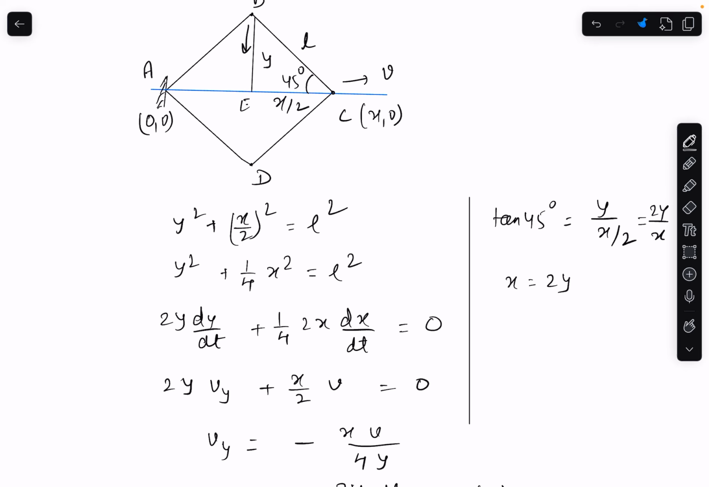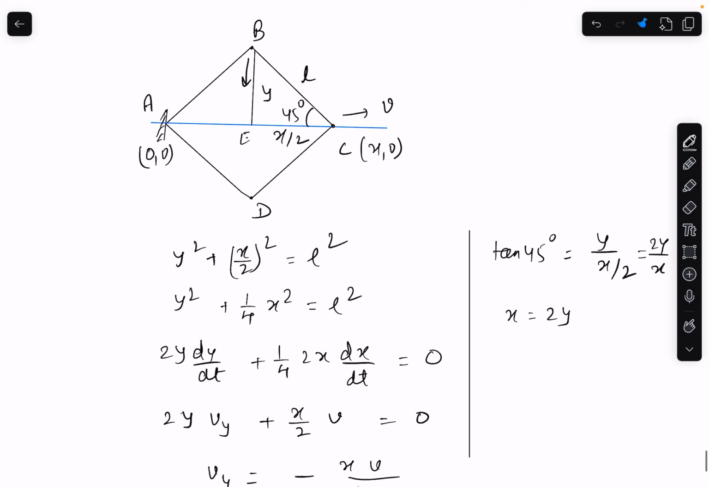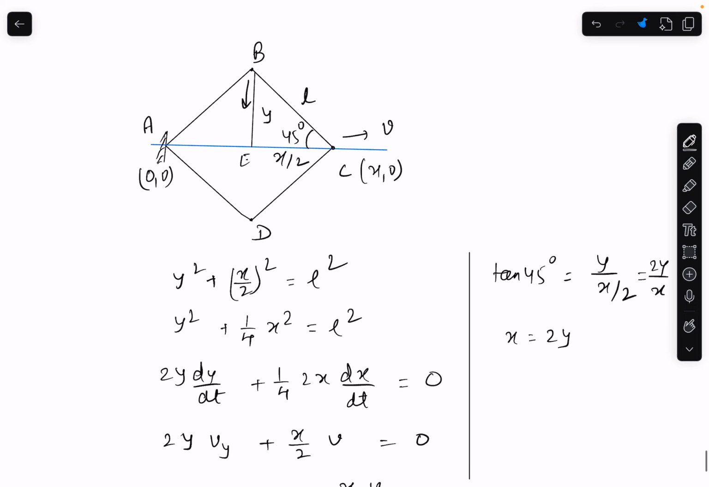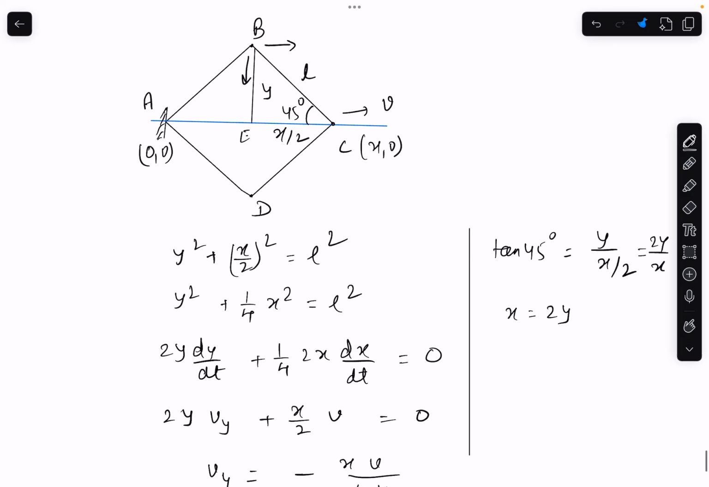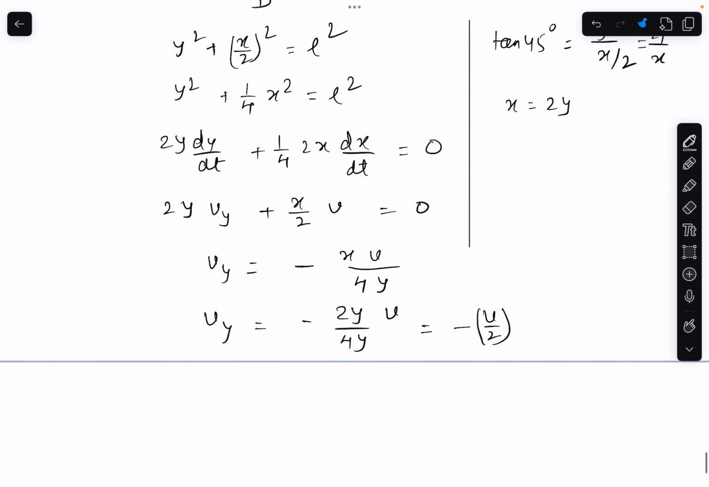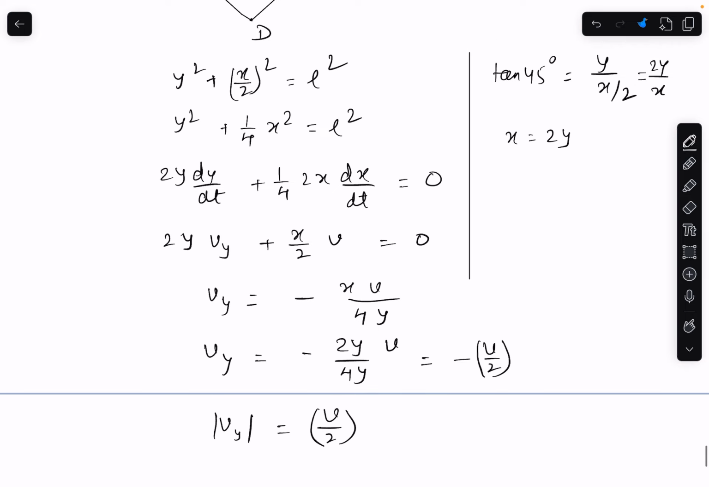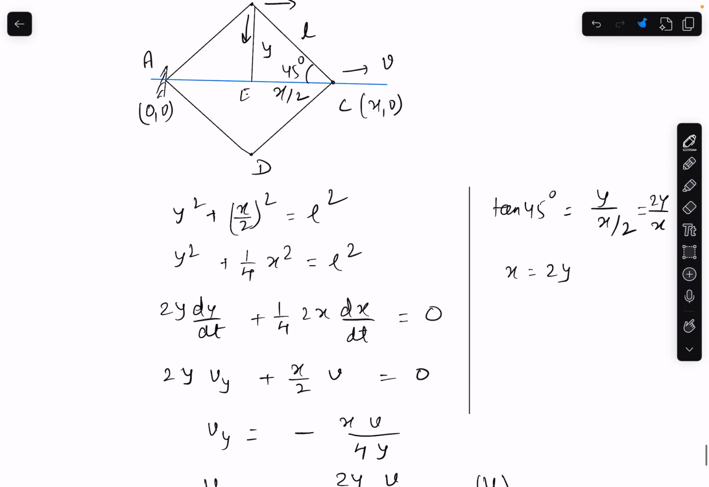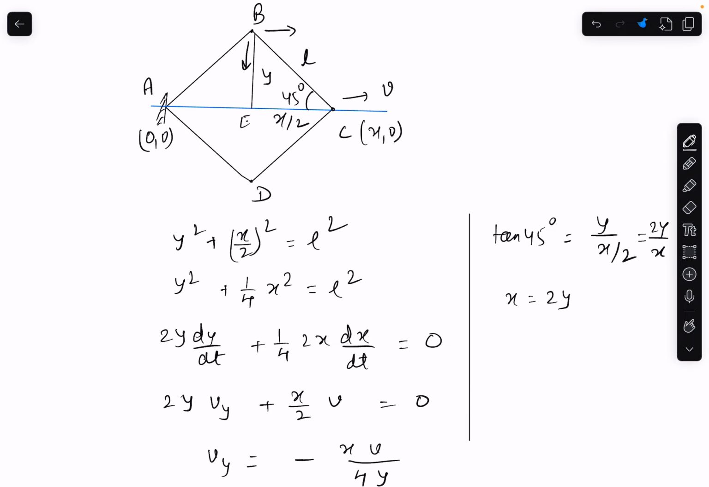This point will have a downward velocity of approach, and though it will have another velocity also in this direction, that is not our concern here. So if we are interested in the magnitude of the velocity, so mod of Vy will be V by 2 simply. So the point B will approach the x-axis with the velocity V by 2 if the point C moves along the x-axis with the velocity V.